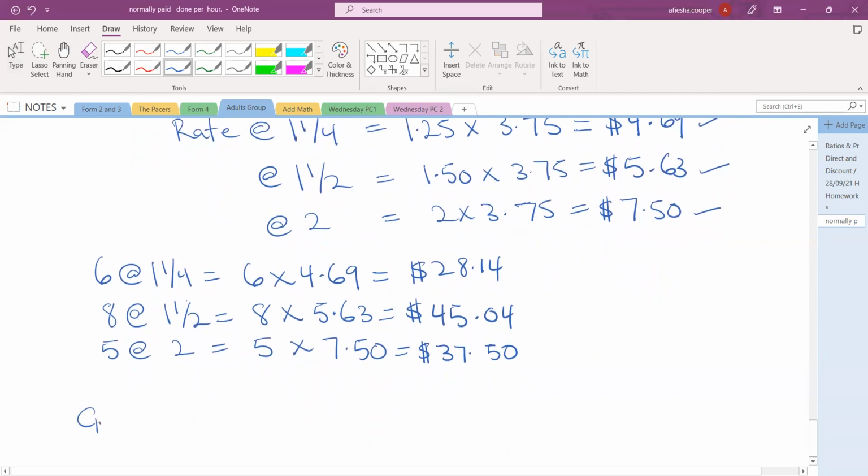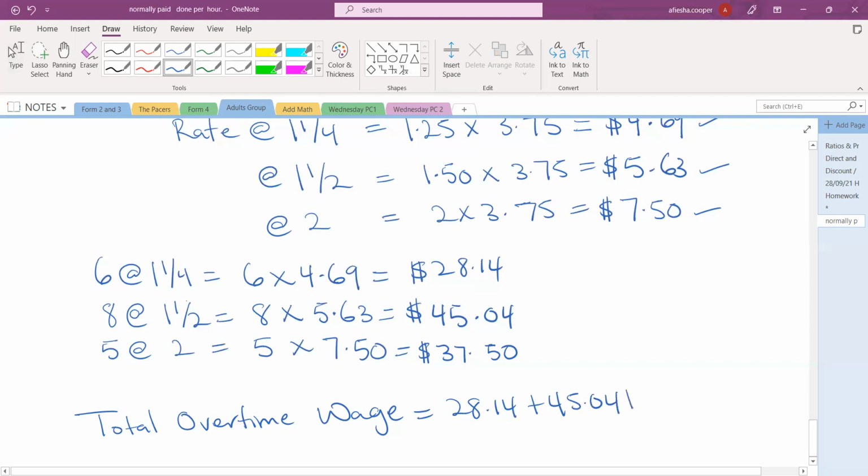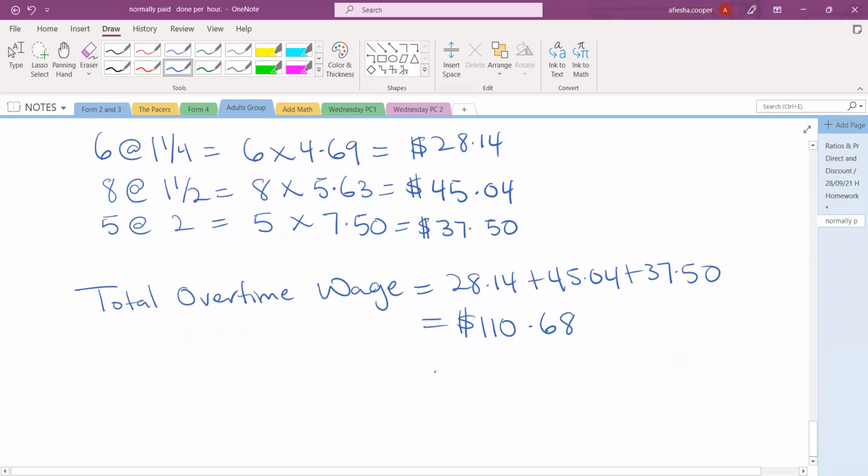So her gross wage, so actually let's do a total overtime first. So her total overtime wage is when we add up all of them, right? So 28.14 plus 45.04, plus 37.50, which will give us, of course, in money, $110.68. So her total overtime was $110.68.